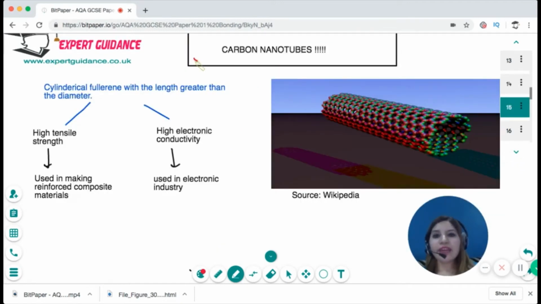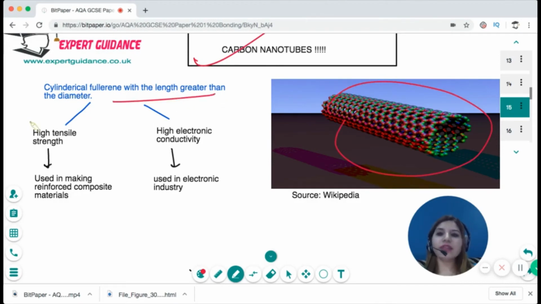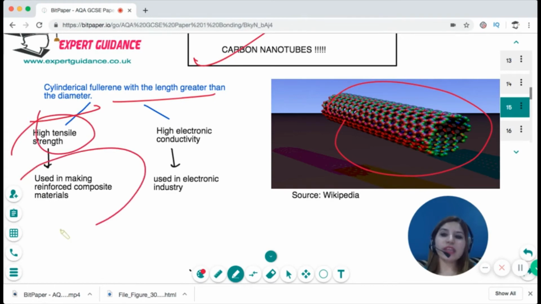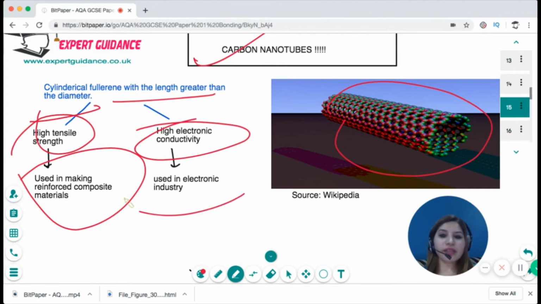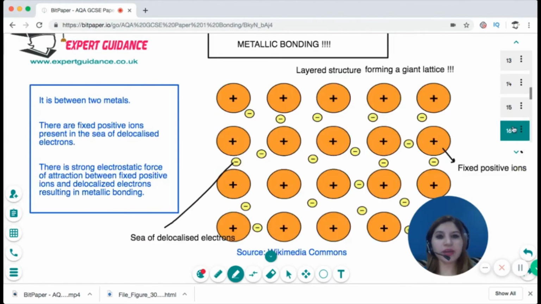Okay, and then we have carbon nanotubes, which look like this. They are cylindrical fullerenes with the length greater than the diameter. They have a high tensile strength, so they are used in making reinforced composite materials, and they have a high electrical conductivity, therefore used in electronics or industries.